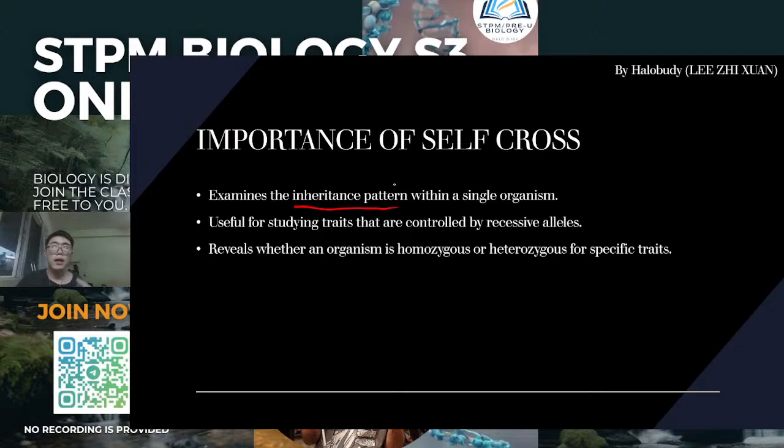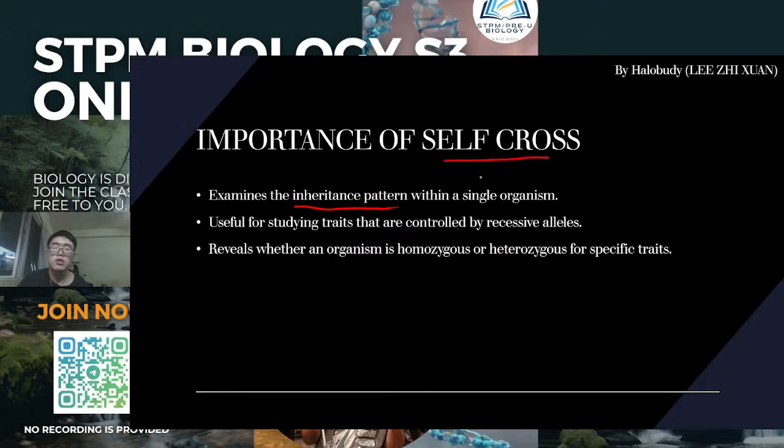So meaning that they have to know for this organism, the inheritance pattern is like this. Because why do we have to differentiate between Mendelian and non-Mendelian? Because not all types of organism follow the Mendelian pattern. So if they have to examine the inheritance pattern, they need to do the experiment. Normally, the scientists will do the experiment to examine this.